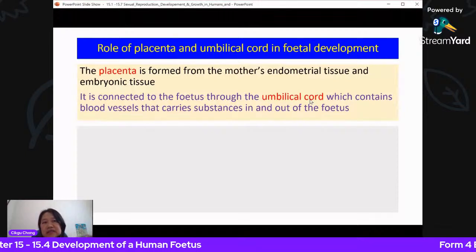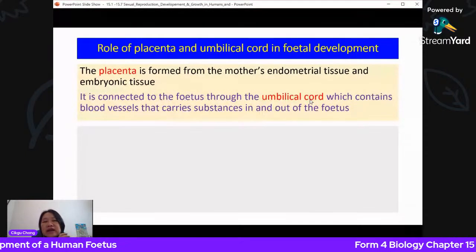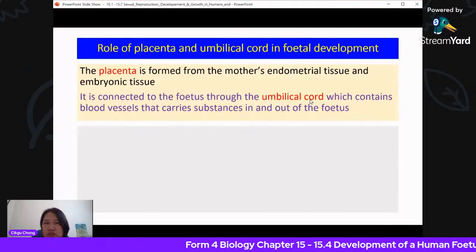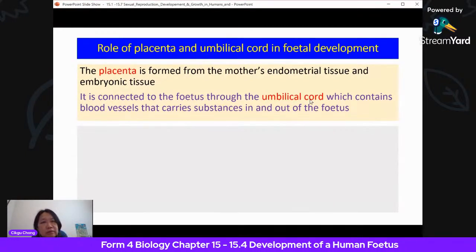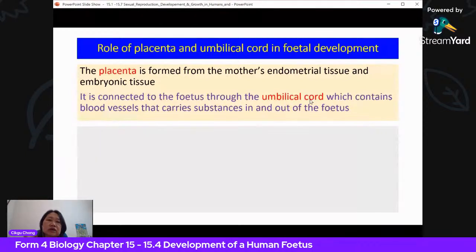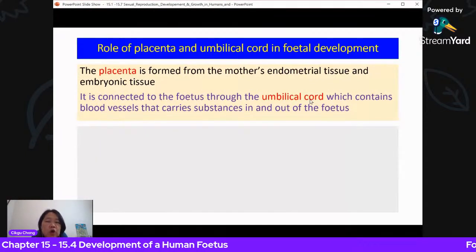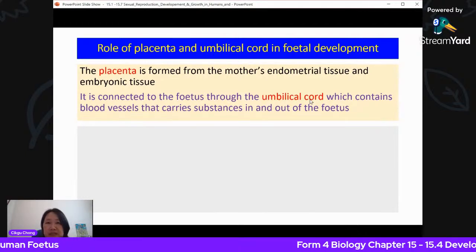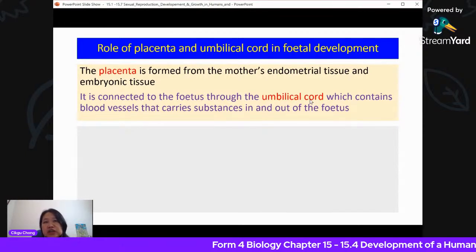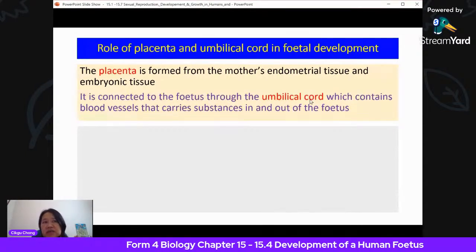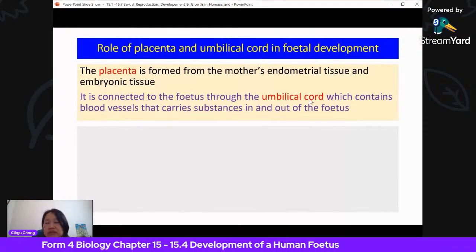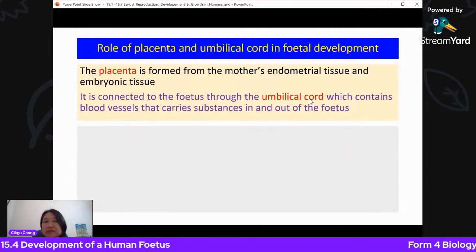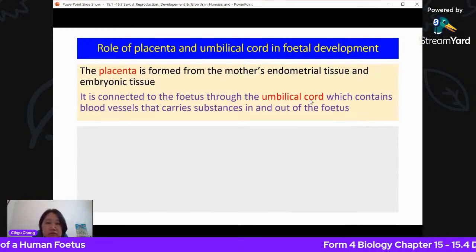The placenta is a big tissue, right? And that is the place where there's going to be diffusion of oxygen from the mother to the baby's blood, and also the waste product from the baby will diffuse back to the mother's blood. So that is the exchange of substances that happens in the placenta. This is a very, very important organ. Otherwise, the baby will get nothing, right? If you do not have the placenta, the baby will not be able to survive.